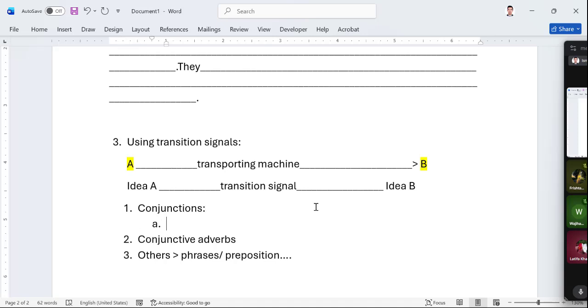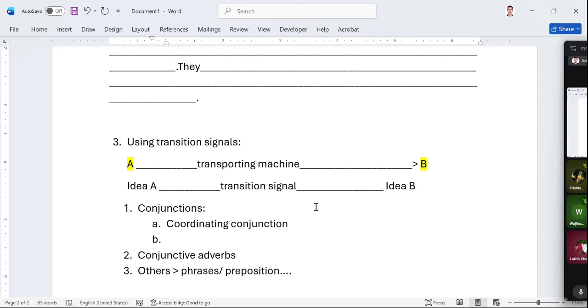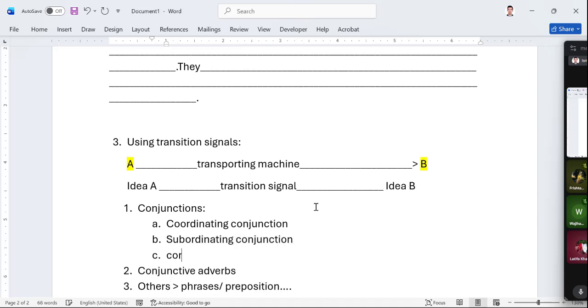So the first kind, or simply type, of transitions is conjunctions. Again, we have three types of conjunctions. We may have coordinating conjunctions. That's the first way. Second is the subordinating conjunction. And the third type is called correlative conjunction. So these are the three types of conjunctions that connect idea A to idea B. When you want to go from idea A to idea B, we may use them based on the situation that we have in our text.